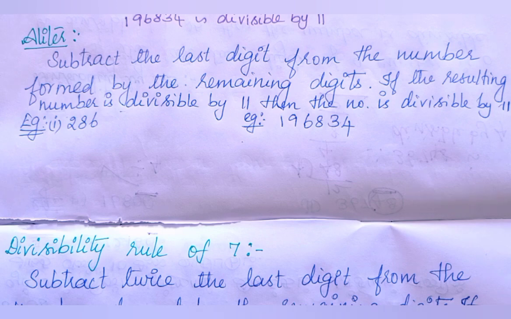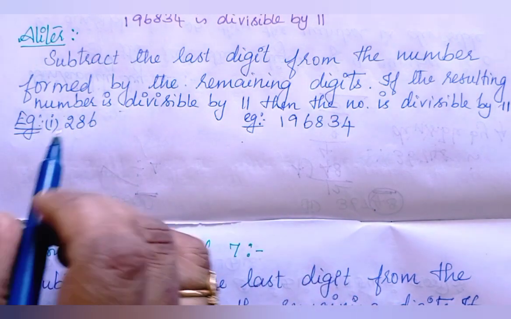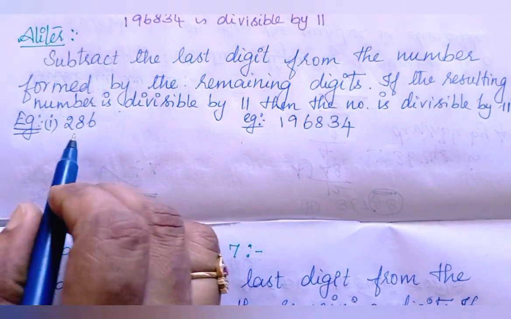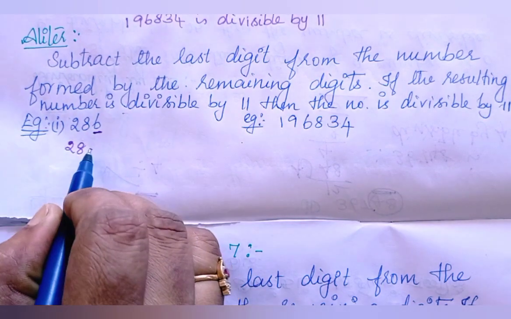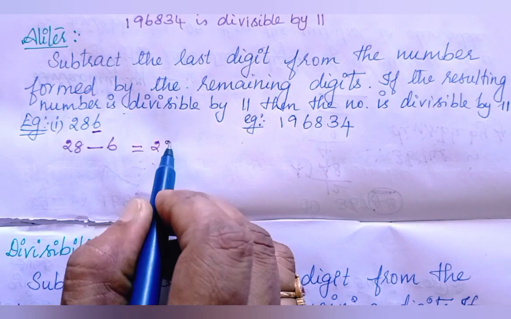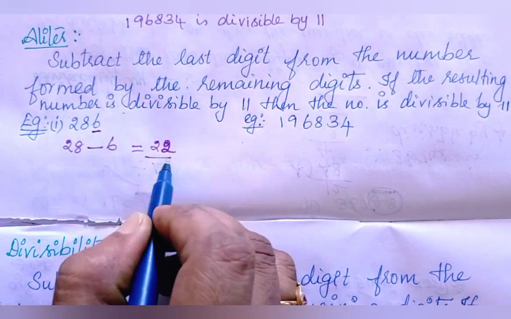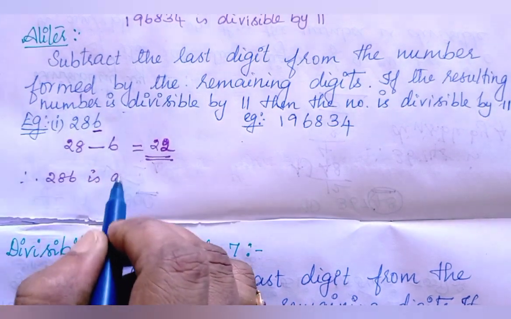Actually, there is an easy trick for this divisibility rule of 11. We have to subtract the last digit from the number formed by the remaining digits. If the resulting number is divisible by 11, then the number is divisible by 11. I am going to show you with these examples. 286, we have to take the units place of this number. The remaining digits form 28, and this 6 is to be subtracted from it, and you will get 22. This 22 is divisible by 11. Therefore, 286 is also divisible by 11.